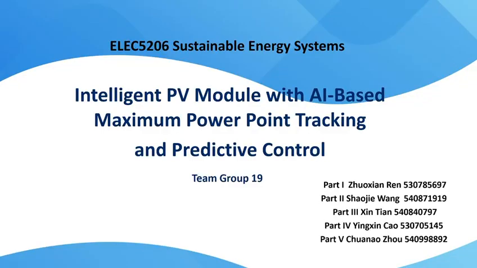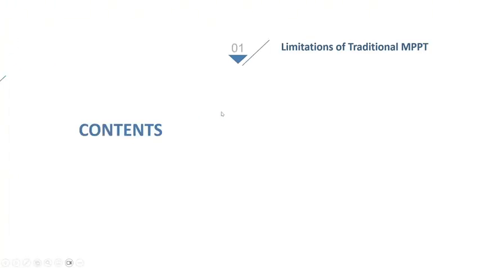Our project is Intelligent PV Module with AI-based Maximum Power Point Tracking and Predictive Control. I'm Zhuo Xianren, in charge of Part 1, Shao Jiewang for Part 2, Xin Tian for Part 3, Ying Xincao for Part 4, Chuan Aozhou for Part 5. We are divided into 5 parts.